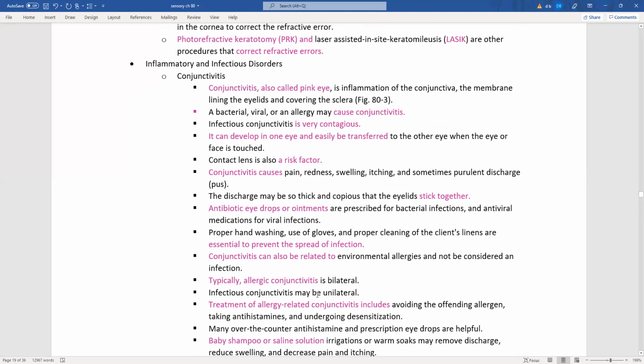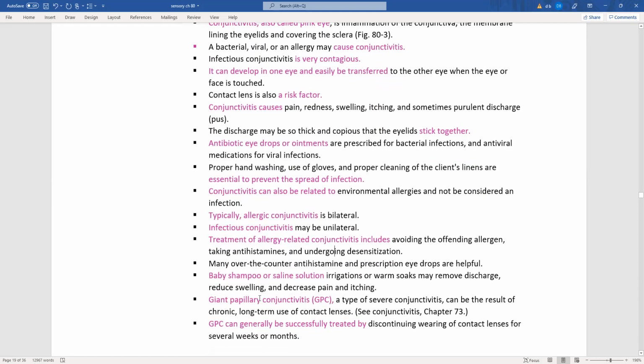Treatment of allergy-related conjunctivitis is something very important to know. It includes avoiding the offending allergen, taking antihistamines, and undergoing desensitization. Many over-the-counter antihistamines and prescription eye drops are helpful. Baby shampoo or saline solution irrigations or warm soaks may be helpful to remove the discharge, reduce the swelling, and decrease the pain and itching.